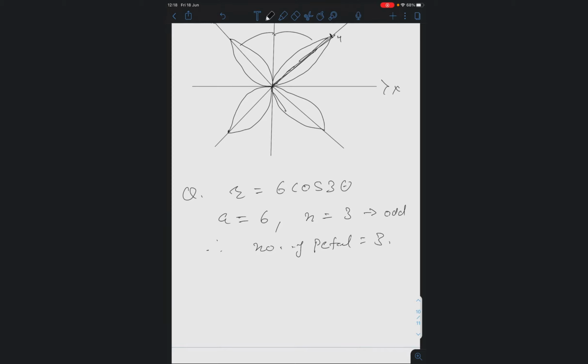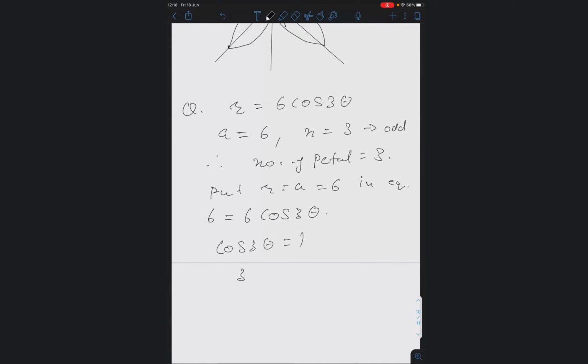Now let's see where the first petal stands. You need to put r is equal to a, that is 6, in the equation. So you will get 6 is equal to 6 cos 3 theta. That means cos 3 theta is equal to 1. This implies 3 theta is equal to 0. This implies theta is equal to 0 itself. That means on the initial line, or you can say at 0 or 2 pi, you will have your first petal.